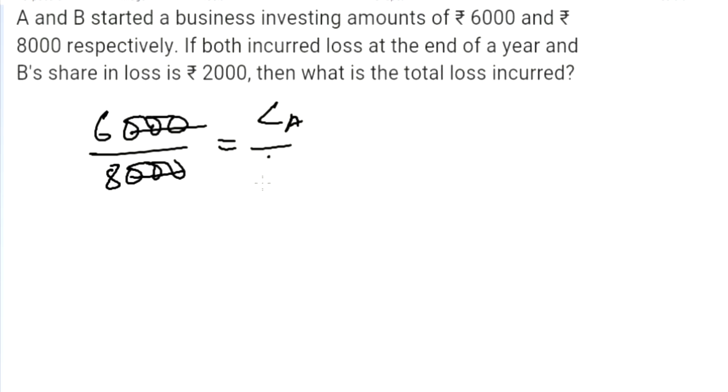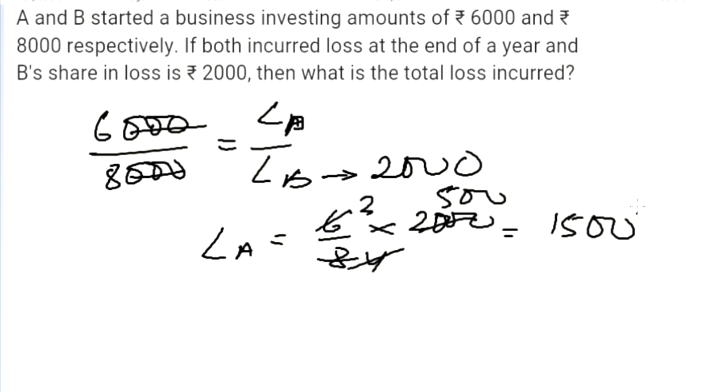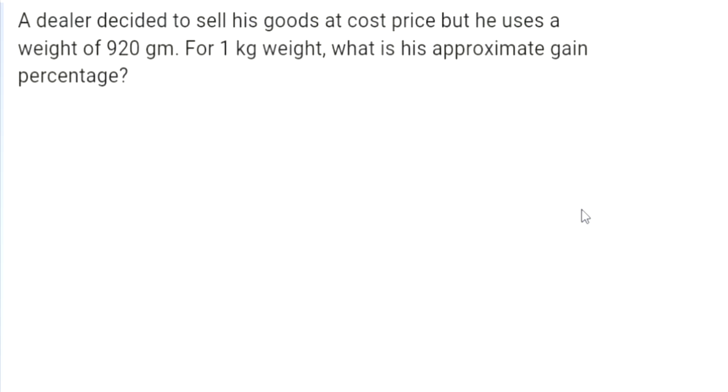So this is the loss of A and this is the loss of B, and B's loss was how much? 2,000, right? So A's loss will be 6 by 8. 2 3s are 6, 2 4s are 8, 4 5s are 20, 3 5s are 15. So this is the loss of A, and the loss of B is 2,000, so the total loss will be 3,500. This is the answer.